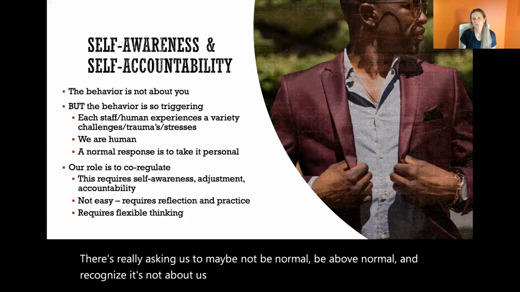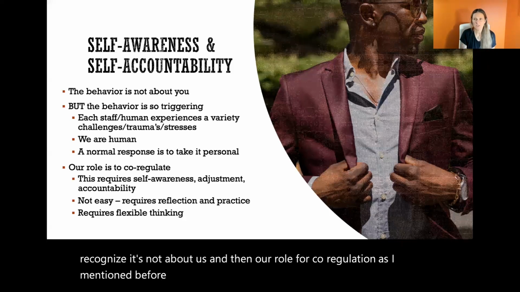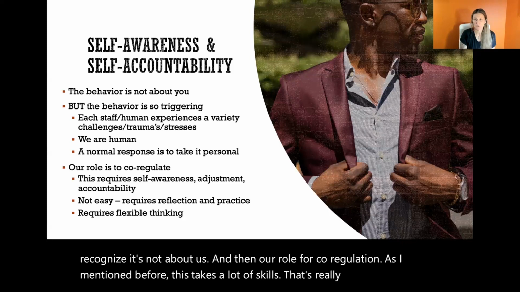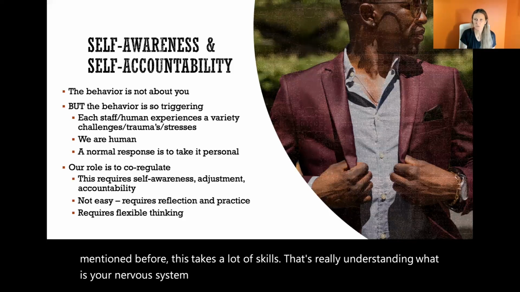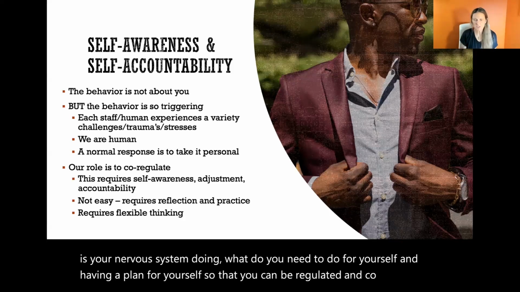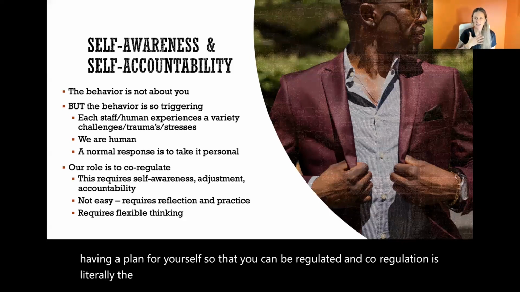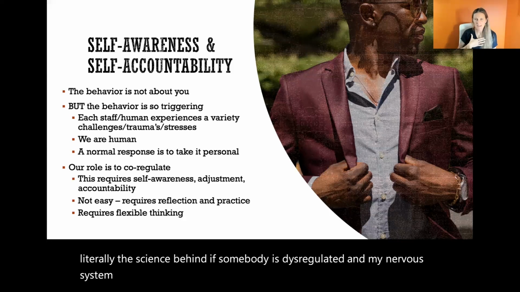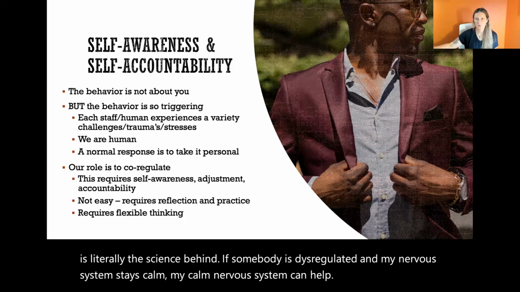And then our role for co-regulation, as I mentioned before, this takes a lot of skills. It's really understanding what is your nervous system doing? What do you need to do for yourself? And having a plan for yourself so that you can be regulated. And co-regulation is literally the science behind if somebody is dysregulated and my nervous system stays calm, my calm nervous system can help allow that person to become regulated again.